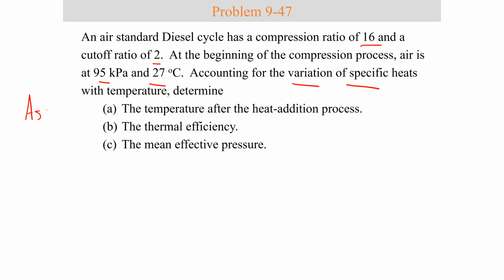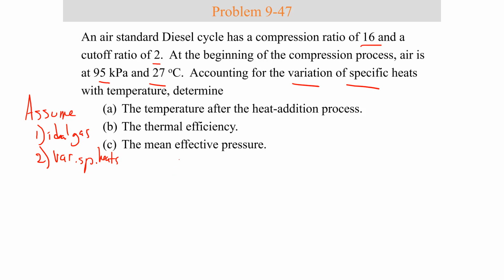So this problem right away, we can assume, of course, that air is an ideal gas, but this problem is telling us to solve it for variable specific heats. So that's going to change how we do things compared to the prior example problem, the Otto cycle that we did. So accounting for the variation of specific heats with temperature, determine three things: the temperature after the heat addition process, the thermal efficiency, and the mean effective pressure.